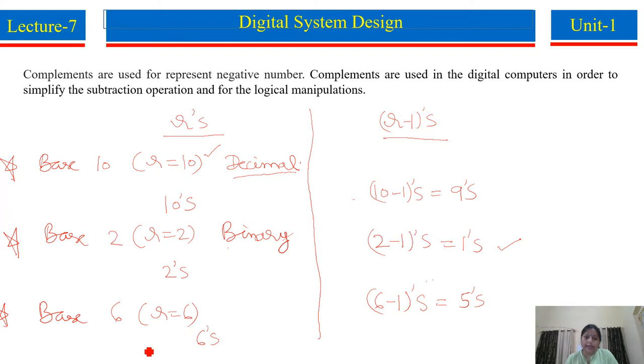So again here I take two complements. First one is r's complement means 6's complement, and second one is r minus 1's complement, that means 6 minus 1 means 5's complement. So always remember, for any number system you always calculate two complements, r's and r minus 1's.